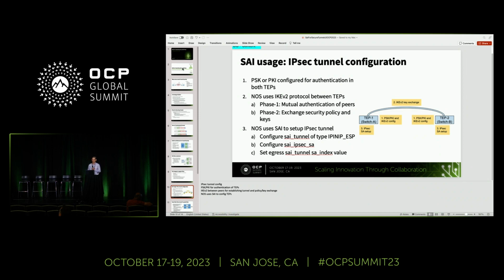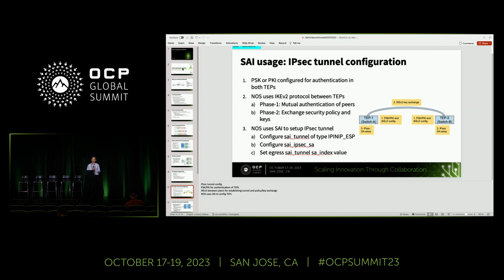So what is the sequence of things that needs to happen to enable IPsec between two switches? First, the two endpoints have to trust each other, so they need to be authenticated in some fashion. Just as you establish for any tunnels, you can use pre-shared keys between them or a PKI infrastructure. After that, the NOS uses the IKEv2 protocol between the peers.